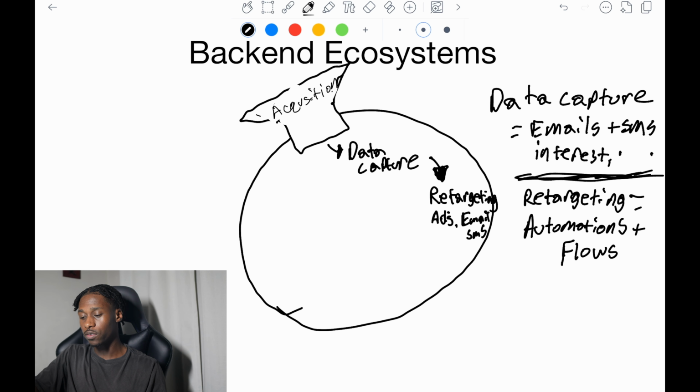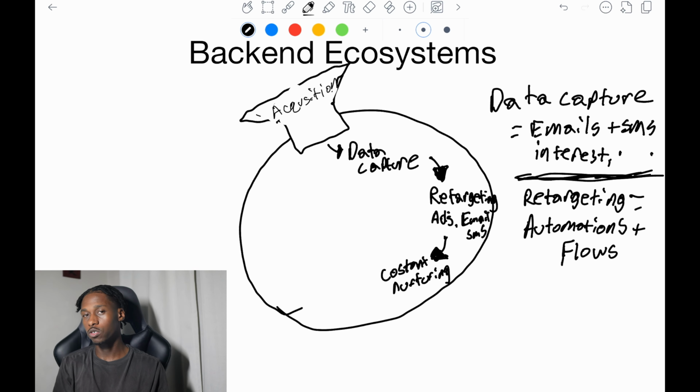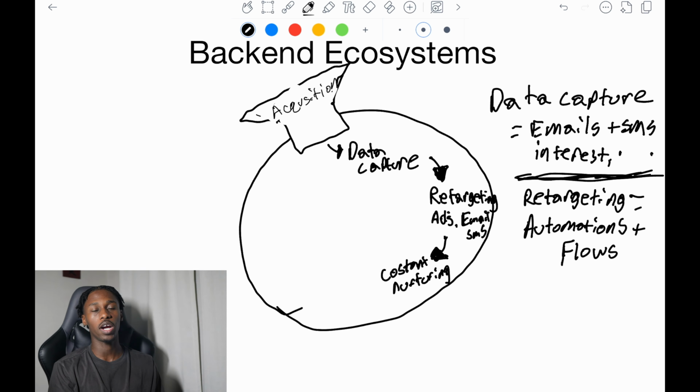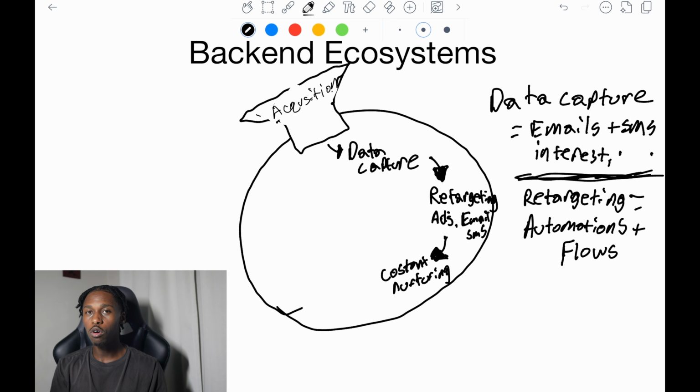All right, so what happens after retargeting email and SMS? So what happens after this is now we're in this waiting period, right? We're in this waiting period of just constant nurturing. And during this constant nurturing period, we want to make sure that we're educating your audience on your brand. We're building a brand here.